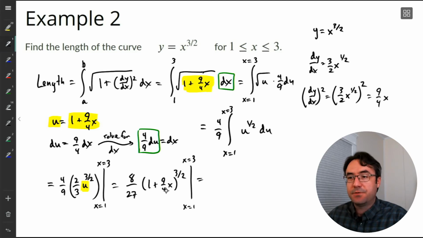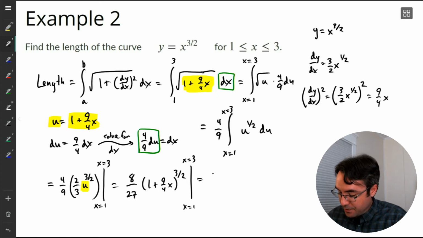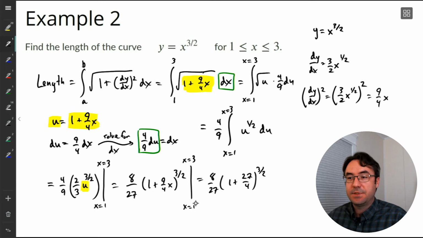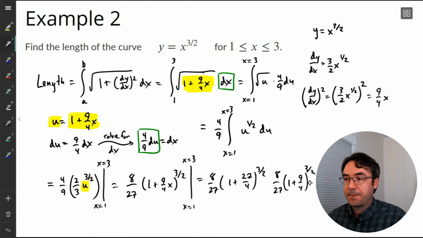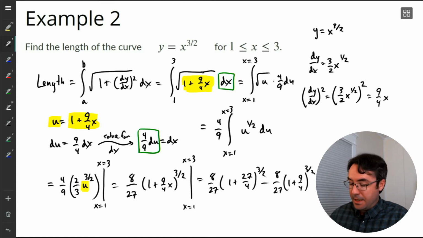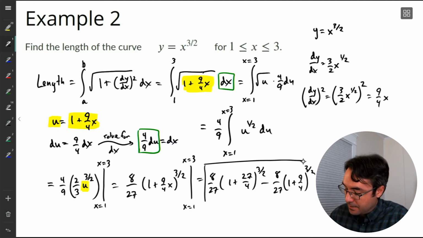So top number goes in first. We end up with 8 over 27 times 1 plus 27 over 4 raised to the 3/2 power. And then we take our bottom number, plug that in. We get 8 over 27 times 1 plus 9 over 4 raised to the 3/2 power. And then we subtract. And we can simplify this down if needed, but perfectly good answer right here.